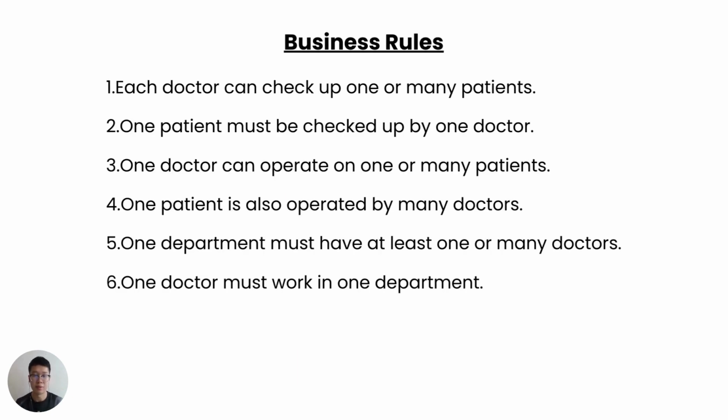Next, I would like to talk about the business rule. The business rule helps the organization maintain consistency and integrity of the data. The first one is each doctor can check one or many patients, and the second one is one patient must be checked by one doctor, and the third one is one doctor can operate on one or many patients, and the fourth is one patient is also operated on by many doctors. And then fifth, one department must have at least one or many doctors, and the last one is one doctor must work in one department.